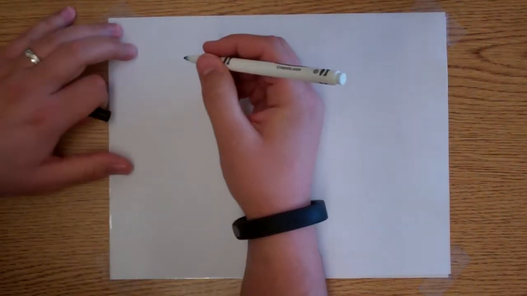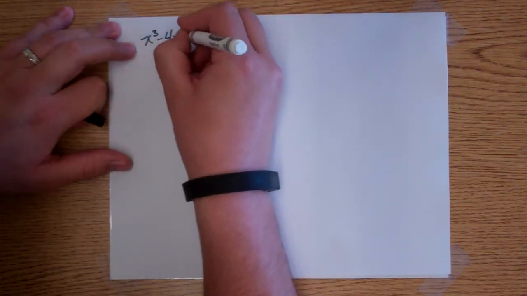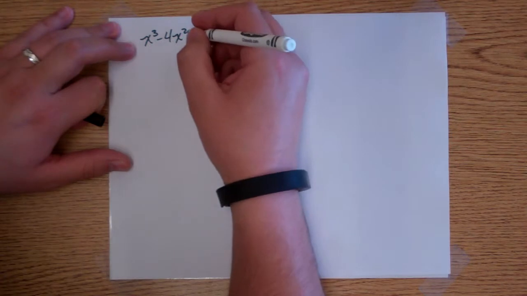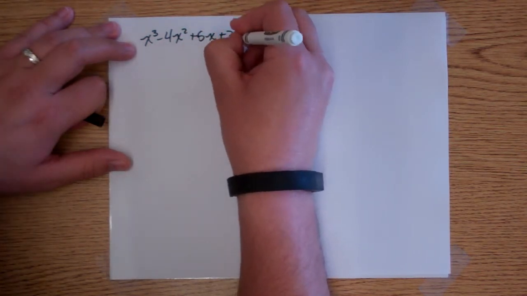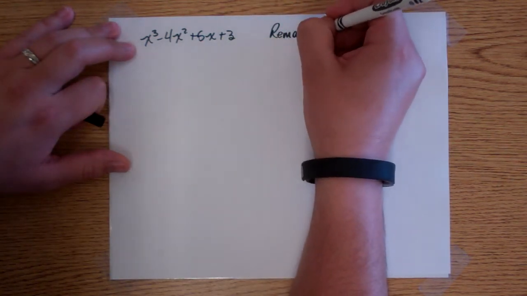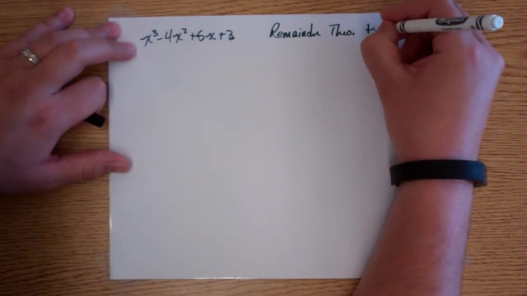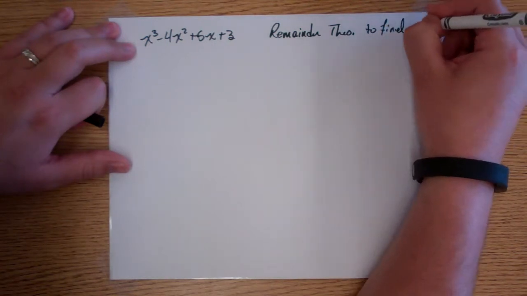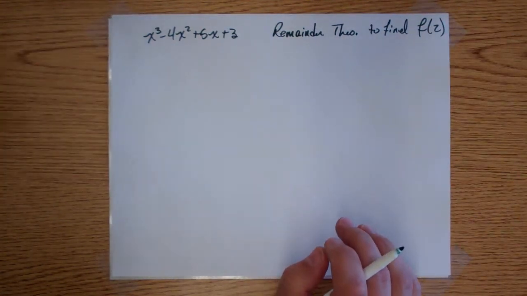All right, now, remainder theorem. Okay? Remainder theorem. Say we're given the polynomial x cubed minus 4x squared plus 5x plus 3. And we want to use the remainder theorem to find f of 2.